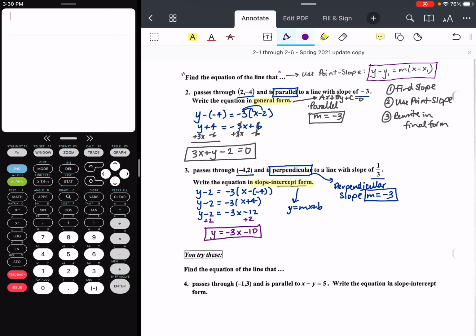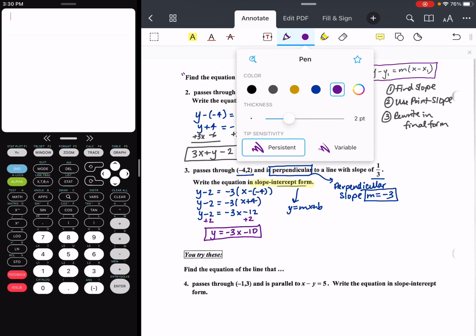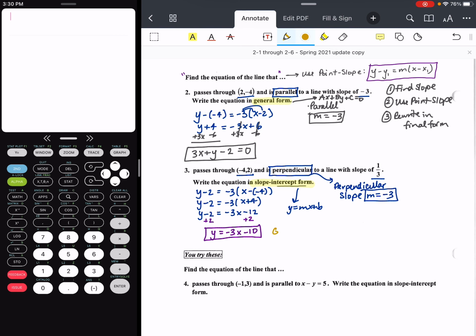Okay. And by the way, if you mess up that last step, if it asks for general form and you go to slope-intercept form or vice versa, it's really easy to move back and forth between the two. For example, if I wanted number 3 in general form instead, I would just take those two terms on the right and move them over to the left. So I would end up with positive 3x plus y plus 10 equals 0. So there's general form. I'm just rearranging the furniture, moving those terms to the left.